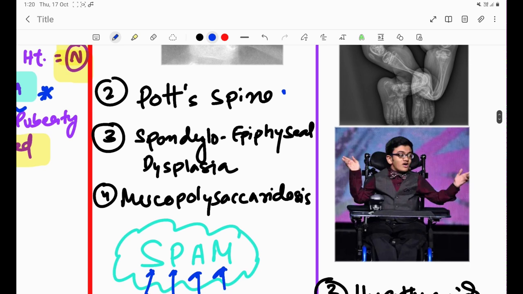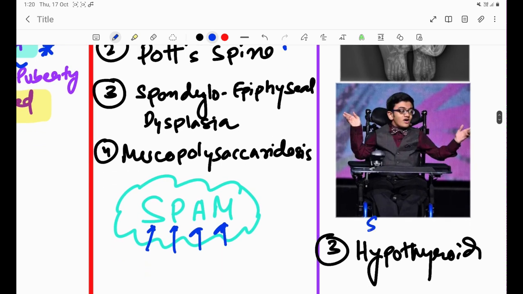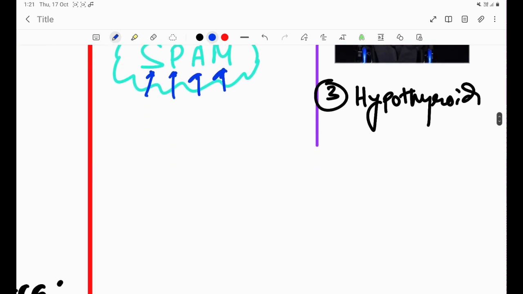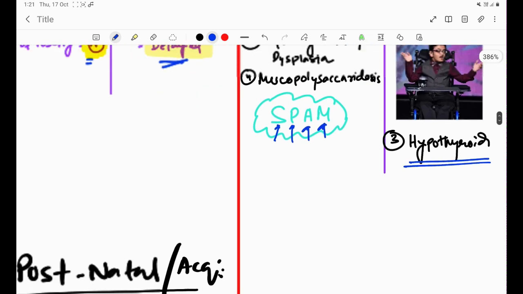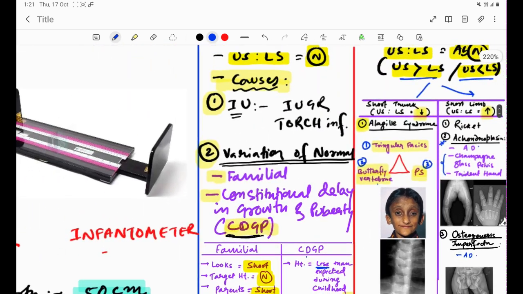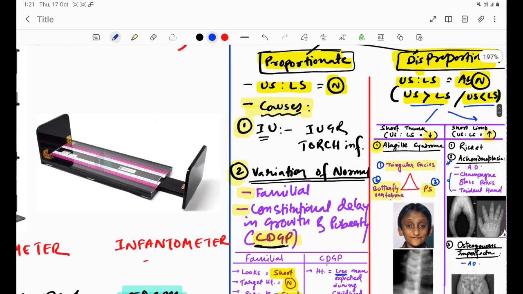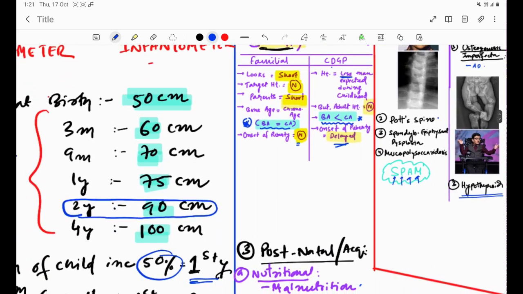Everyone knows. Then this guy, his name is Parsh Shah. He's a very inspiring story. He also suffers from osteogenesis imperfecta, and you can look him up on Google. He raps. He's a rapper. And lastly, it is the hypothyroidism. So that's all about your proportional and disproportional short stature, the definition and their causes, the most important ones.